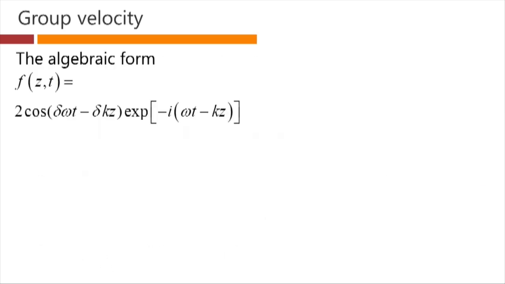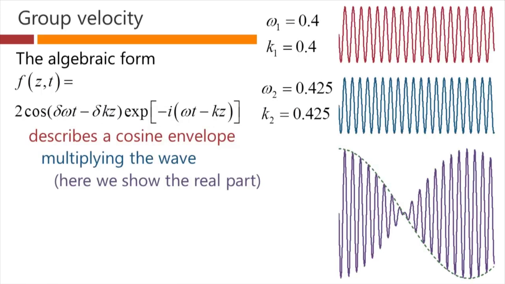So then, with this algebraic form we've just worked out, the cosine envelope multiplying the underlying wave, we're going to show the real part of this wave here. This is the wave we were just looking at, the red one, the blue one, the sum of the two.